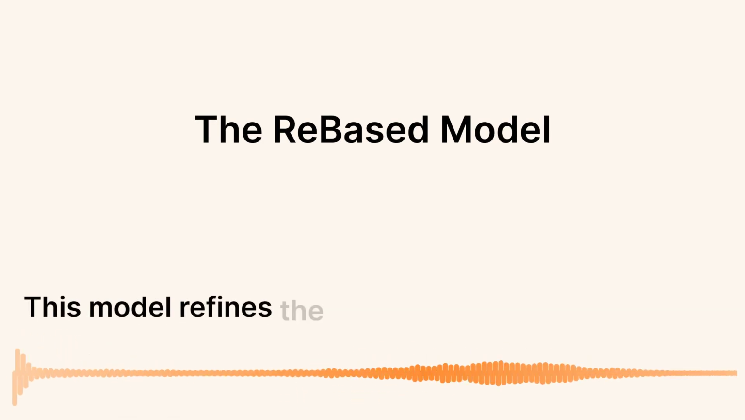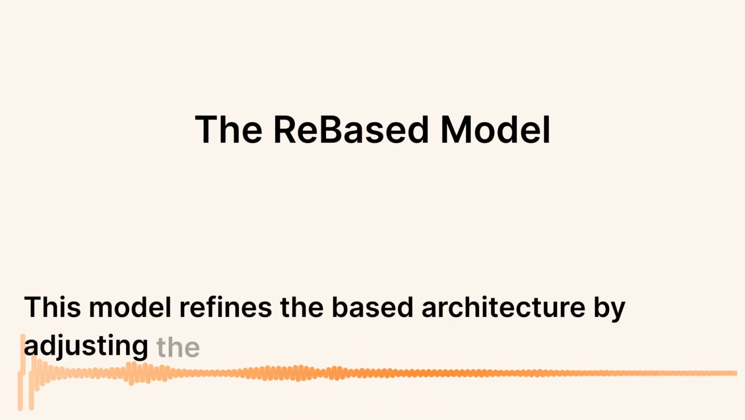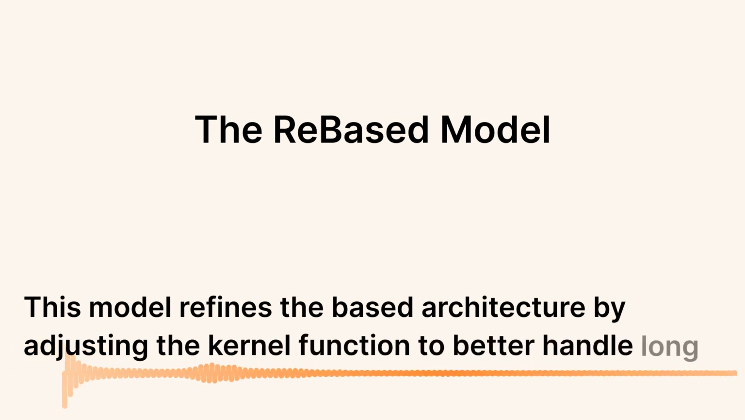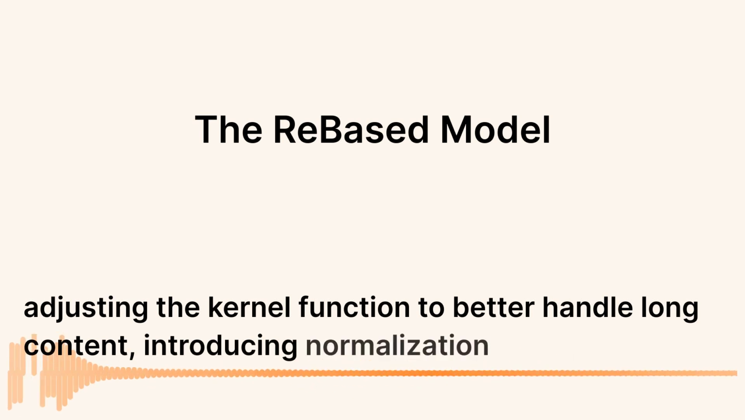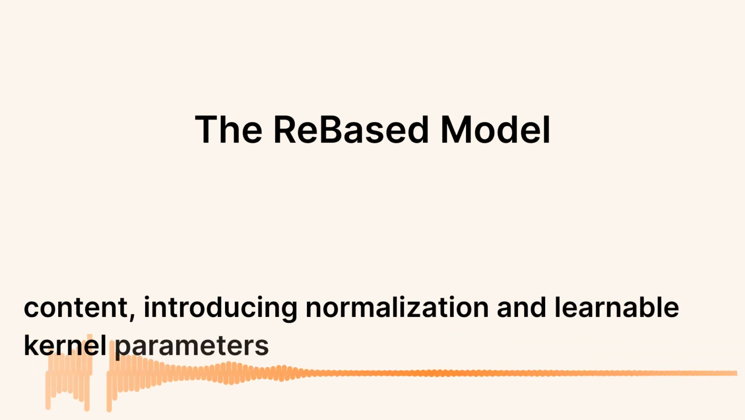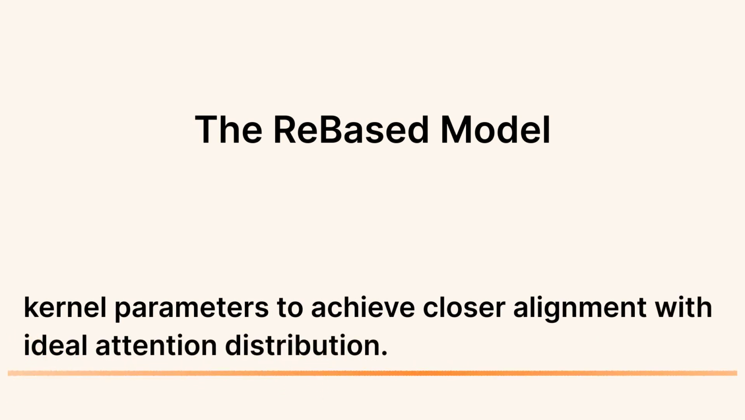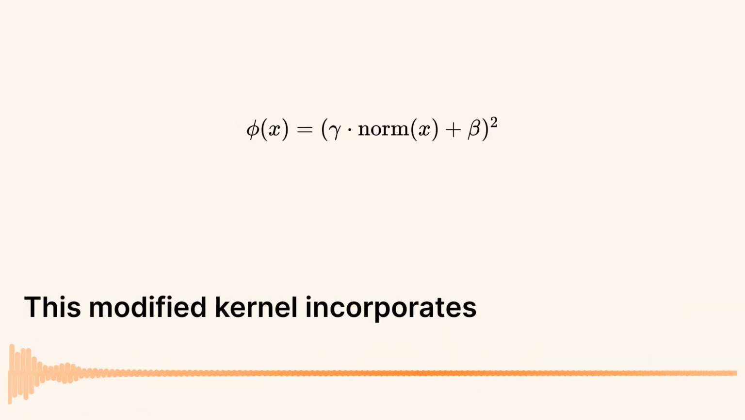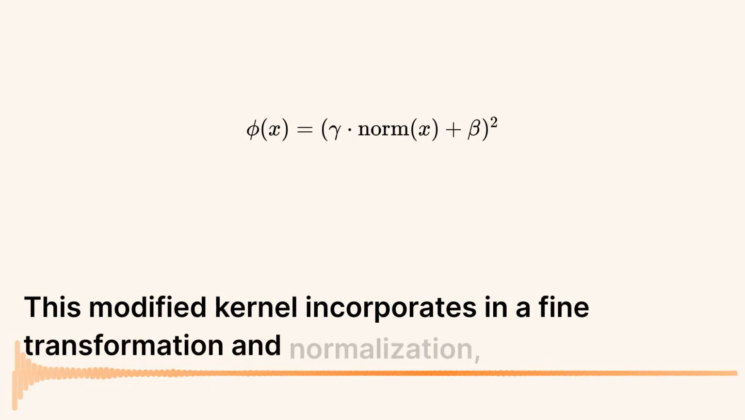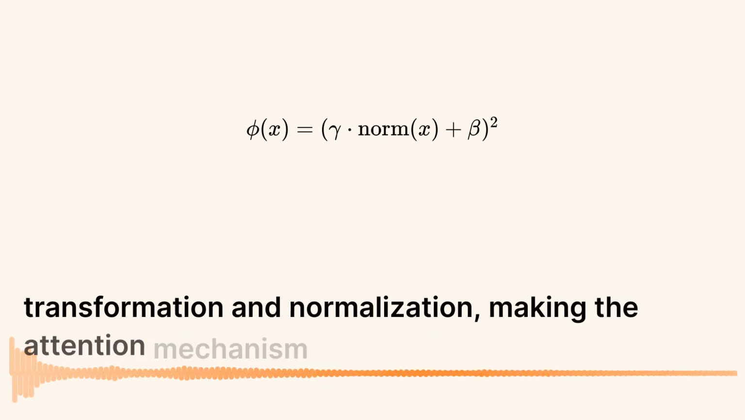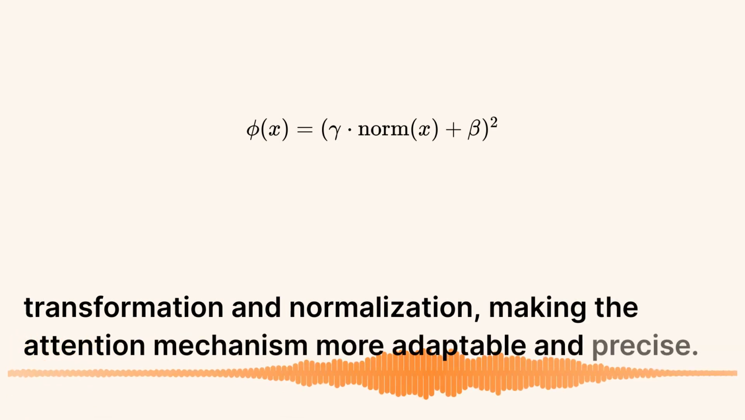This model refines the Based architecture by adjusting the kernel function to better handle long content, introducing normalization and learnable kernel parameters to achieve closer alignment with ideal attention distribution. This modified kernel incorporates an affine transformation and normalization, making the attention mechanism more adaptable and precise.